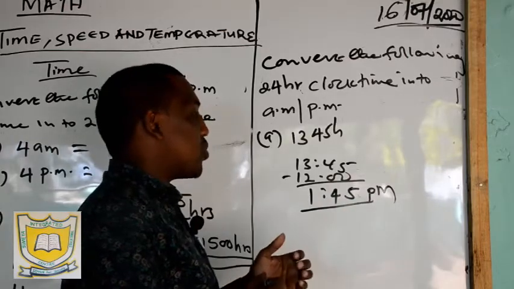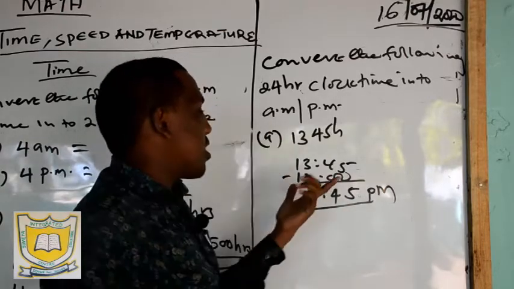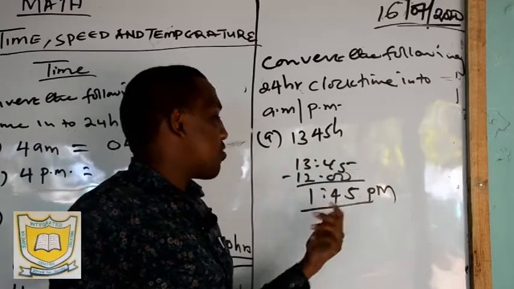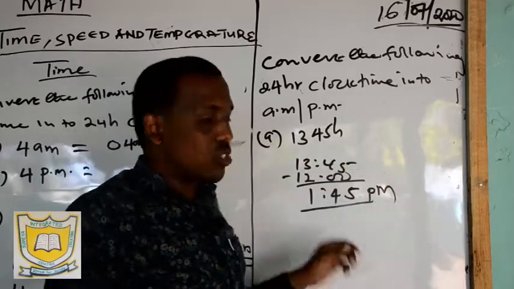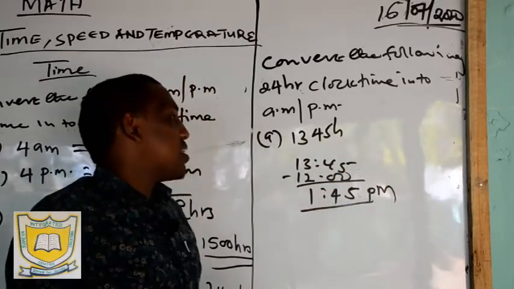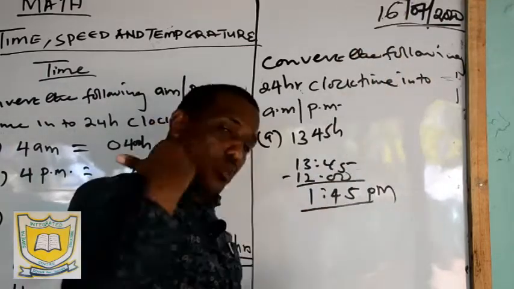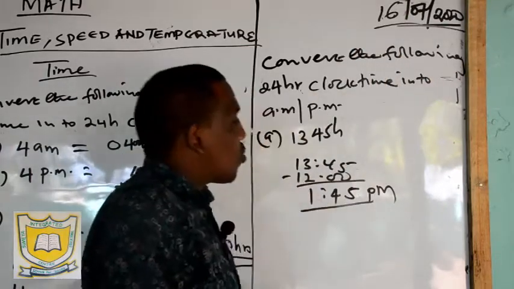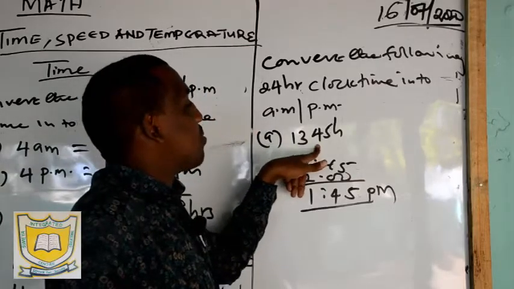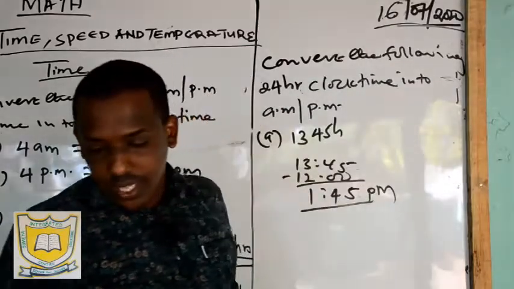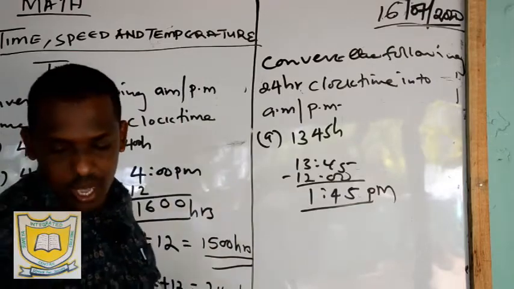That's why I said if you have a Casio watch, in the afternoon it will show you 13:45, which means it's 1:45 p.m. So when we are changing the 24-hour clock system back to PM, minus 12. When we are changing PM to the 24-hour clock system, plus 12. That is how we do it.